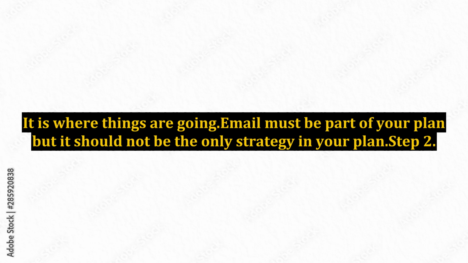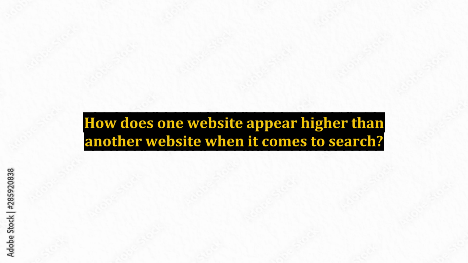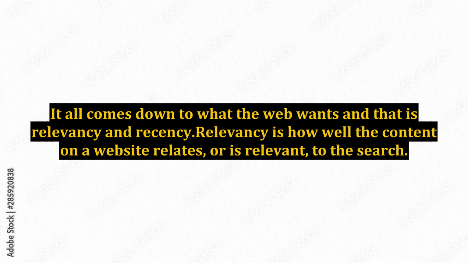Step 2. The second source of traffic is from the search capability on the web. Search still happens. The web still happens. It is a great destination and it is simple. What does the web want? How does one website appear higher than another website when it comes to search? It all comes down to what the web wants, and that is relevancy and recency.